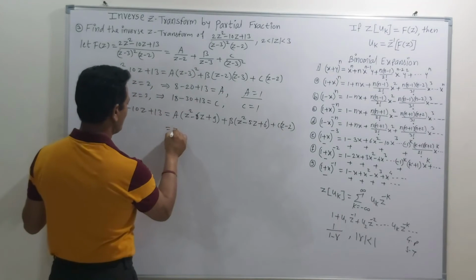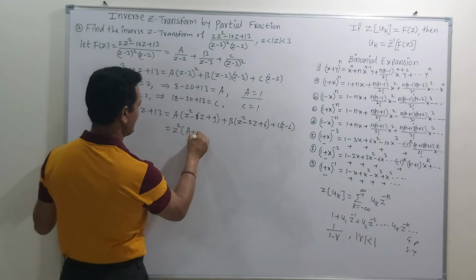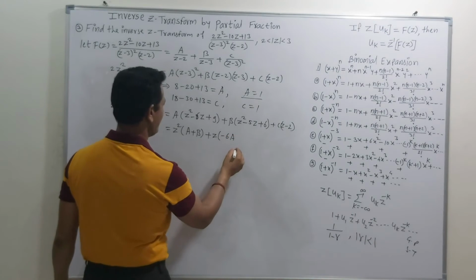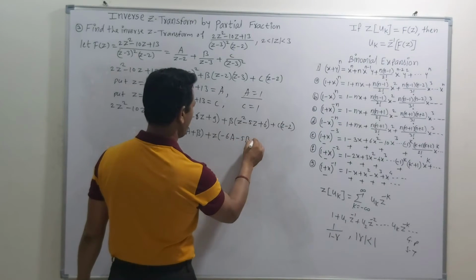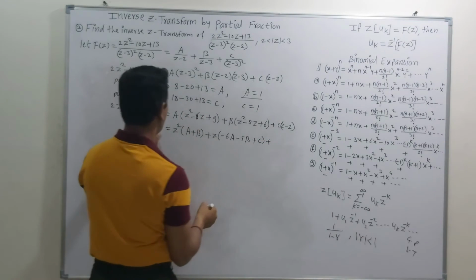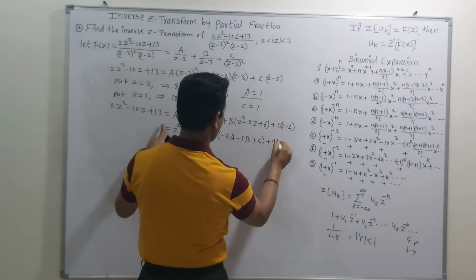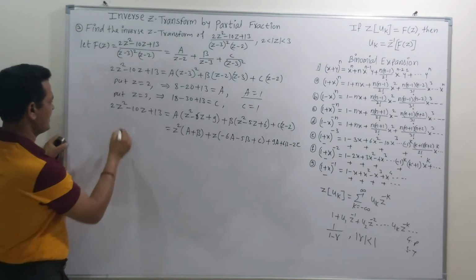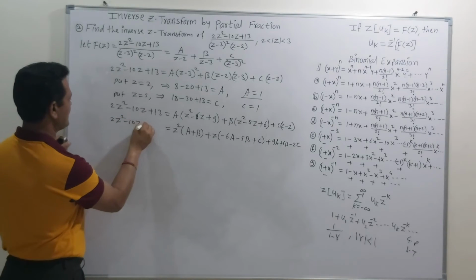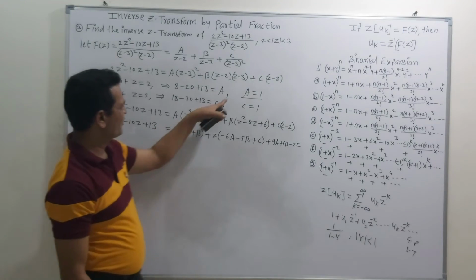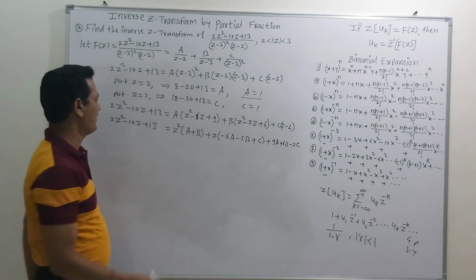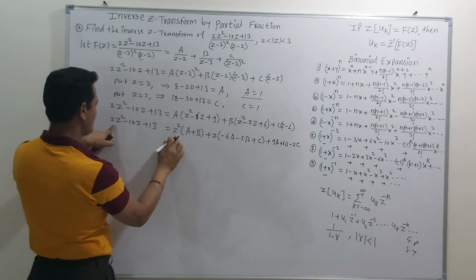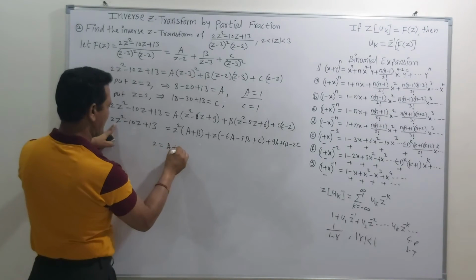If we combine the coefficient of z², we get A + B. The coefficient of z is -6A - 5B + C, and the constant is 9A + 6B - 2C. Now friends, the other side is 2z² - 10z + 13. We already got the values of A and C, and our aim is only to find B. If we compare like power coefficients, the z² coefficient 2 is equal to A + B.